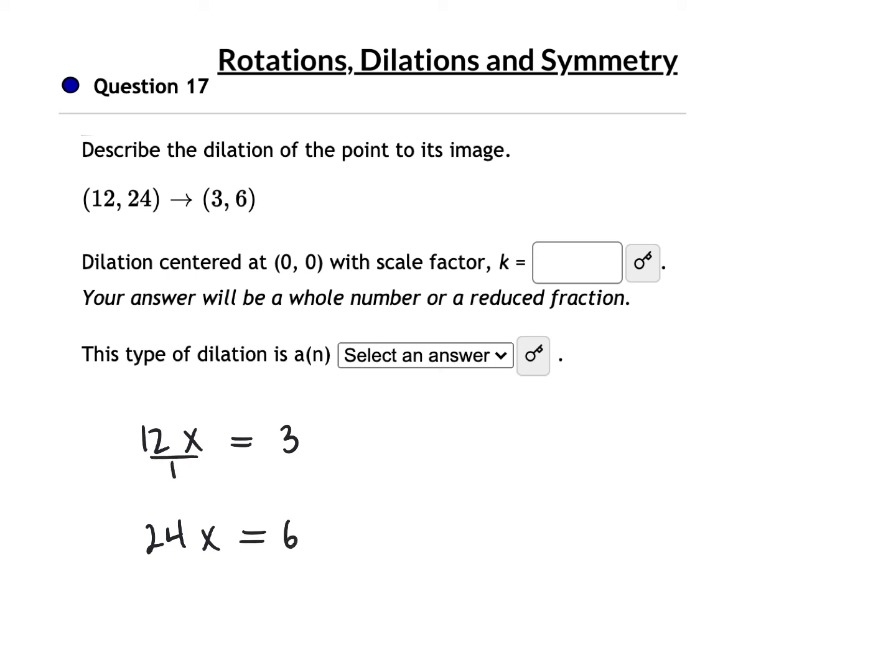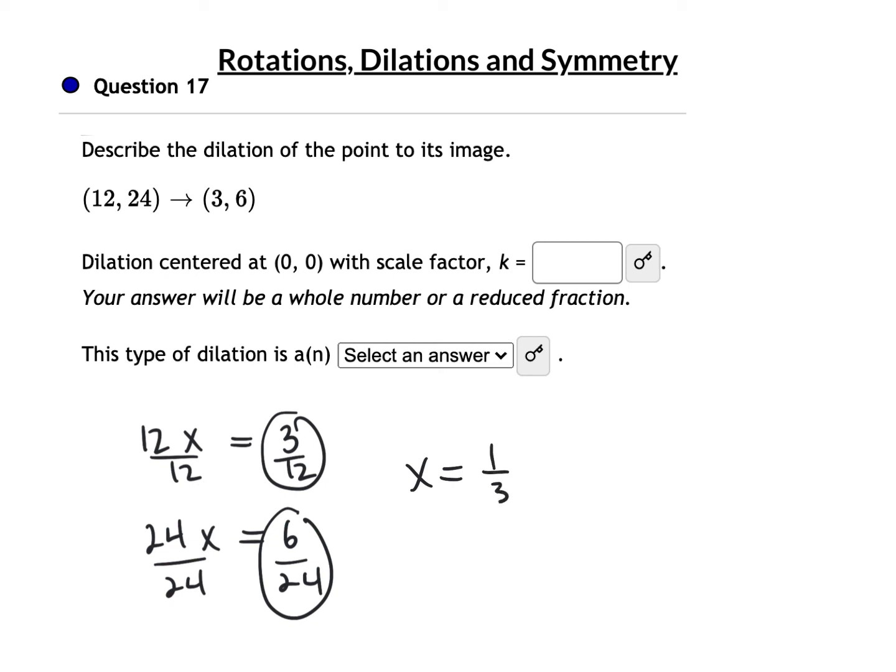Notice that if you divide both sides by 12 and divide both sides by 24, you see that 3 over 12 and 6 over 24, either way, x is 1/3. Our scale factor is 1/3. When the scale factor is less than 1, the figure will be smaller. This is a reduction.